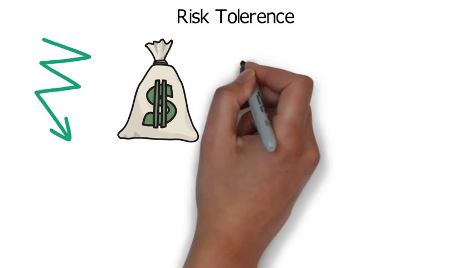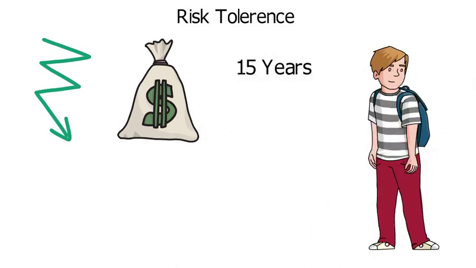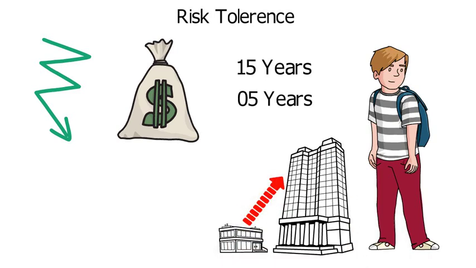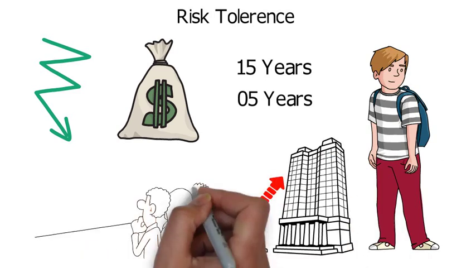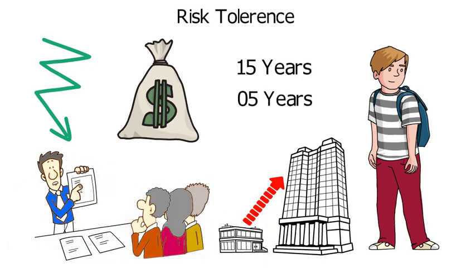The money you need 15 years from now for your child to study at a prestigious university must, therefore, necessarily be invested in a riskier way than the money you need in 5 years to start your own company. Again, we give you some broad guidelines on how much equity to hold based on the time you have to reach your investment goal.